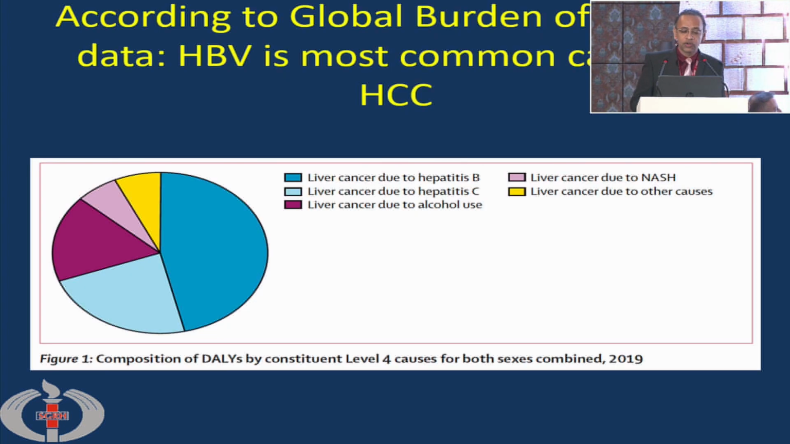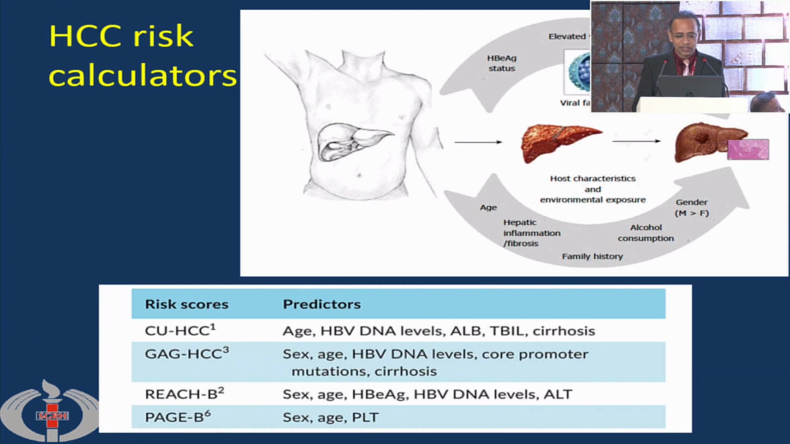And according to the global burden of disease data, which has been published many times, and the latest one in 2019, it shows that HBV is the most common cause of HCC because of two reasons: because it is a very strong cause of HCC, and also we have a very large HBV pool, especially in South Asia and China and all these countries.